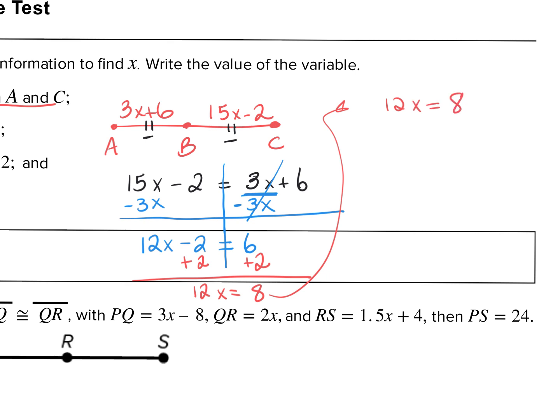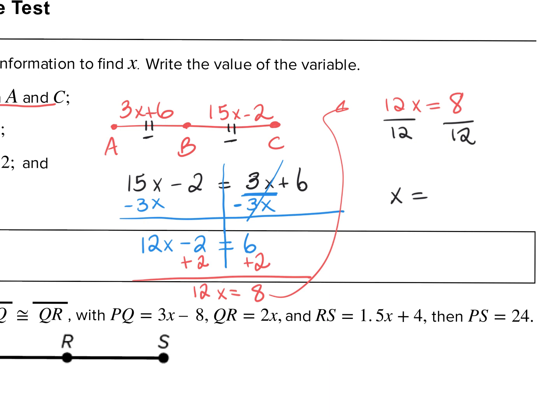Right? And my last and final step is to divide by the number in front of x. So I divide by 12, divide by 12. And you'll notice that if I do 8 divided by 12, that's not a whole number. What I would get would be a decimal. And if you had your calculator, 8 divided by 12 is equal to 0.66666.